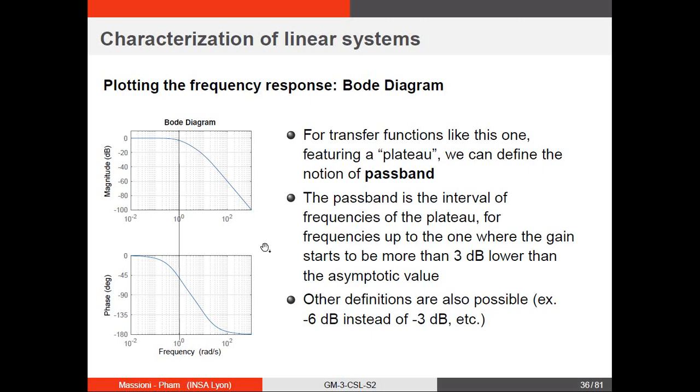And functions like these define a notion of passband. So we call the passband the interval of frequencies for which the plateau stands, let's say. For example, the interval of frequencies until which the plateau is flat up to 3 or 6 dB of loss. So usually we can pick 3 dB, so the plateau ends where you lose 3 dB, which is approximately here. So the passband of this system is for omegas smaller than 10 to the power 0, omegas smaller than 1 radian per second.